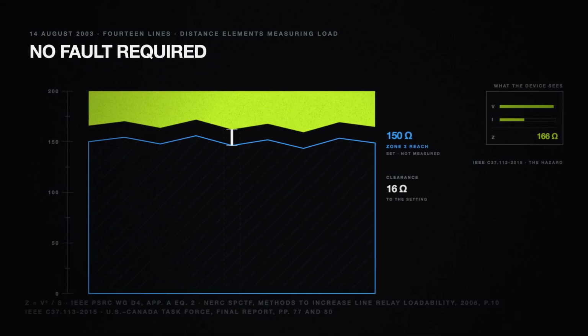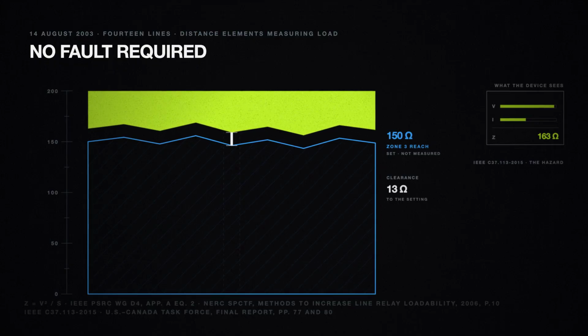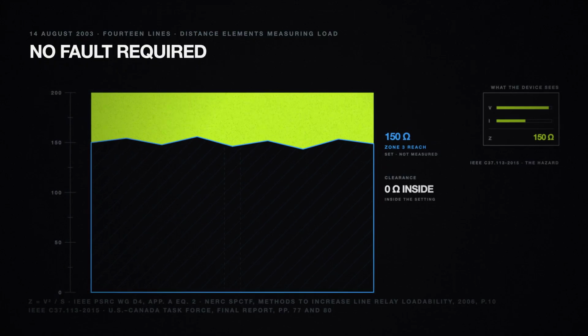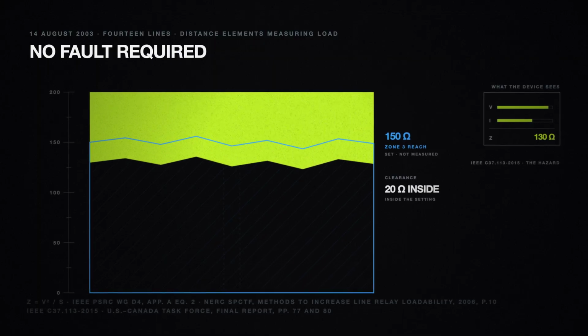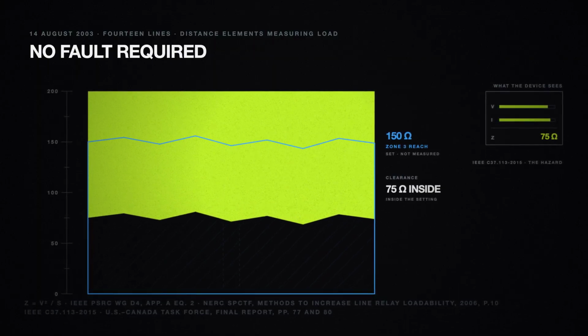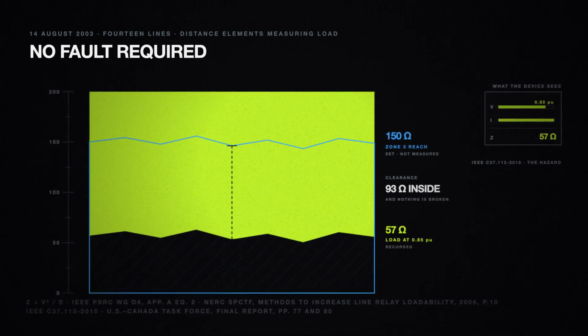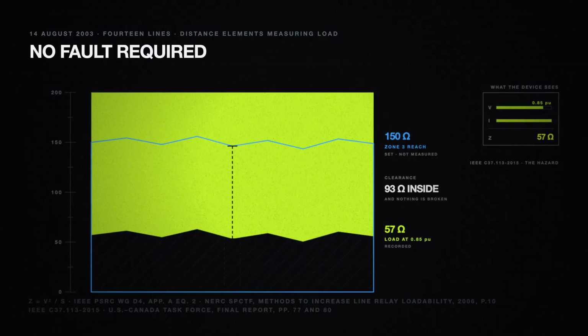A worked case. A North American Protection Task Force in 2006 set a Zone 3 element at 150 ohms against a load presenting 57 ohms at 0.85 per unit voltage. 57 ohms is not near the setting. It is 93 ohms inside it, and nothing in that picture is broken.